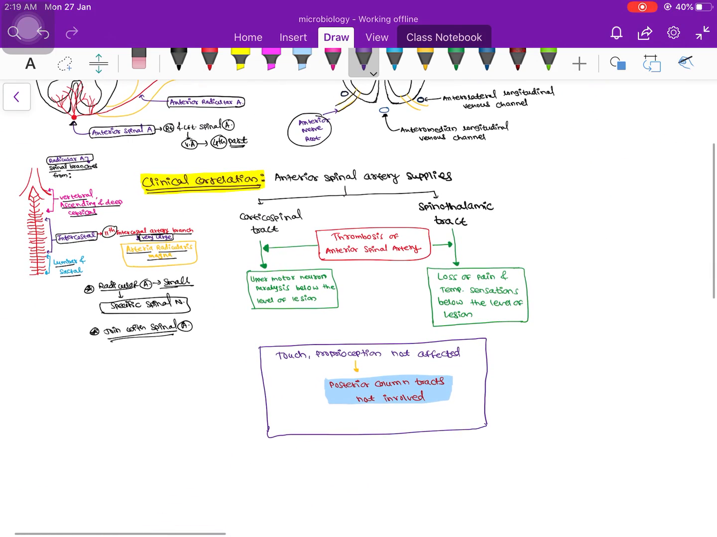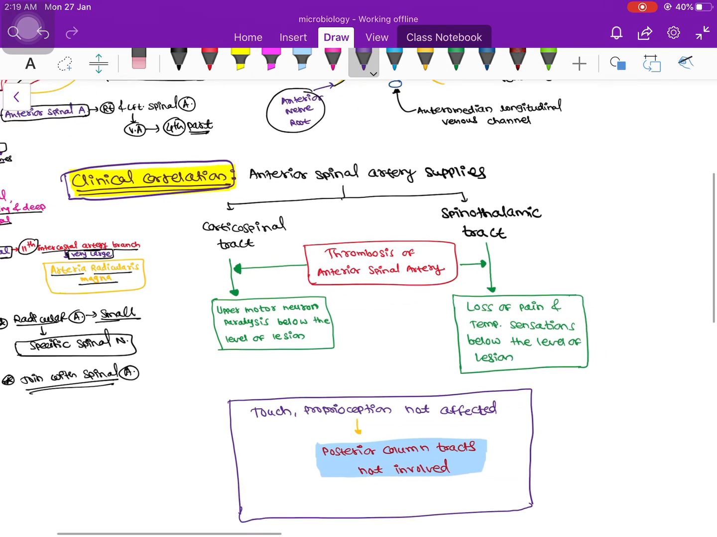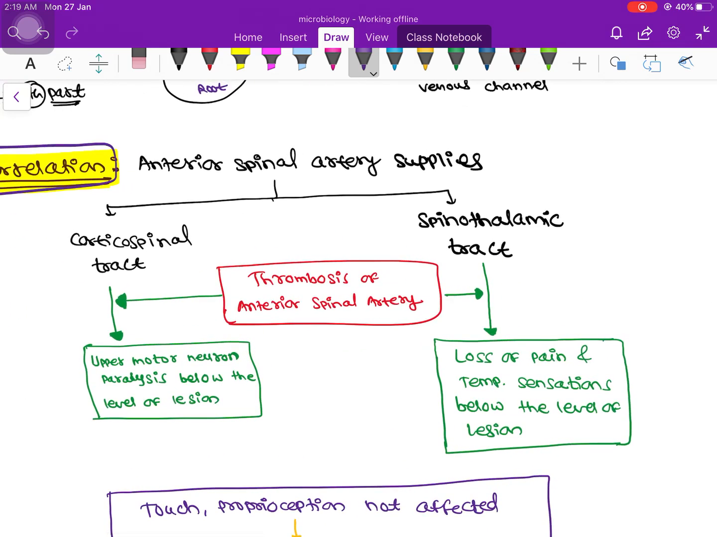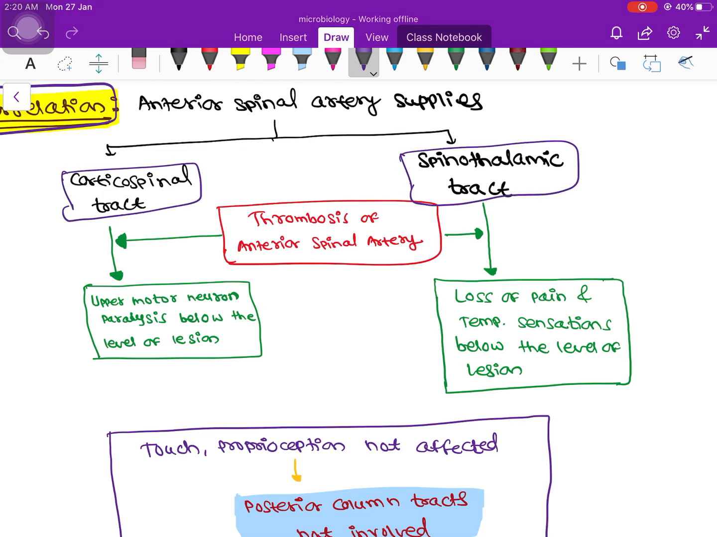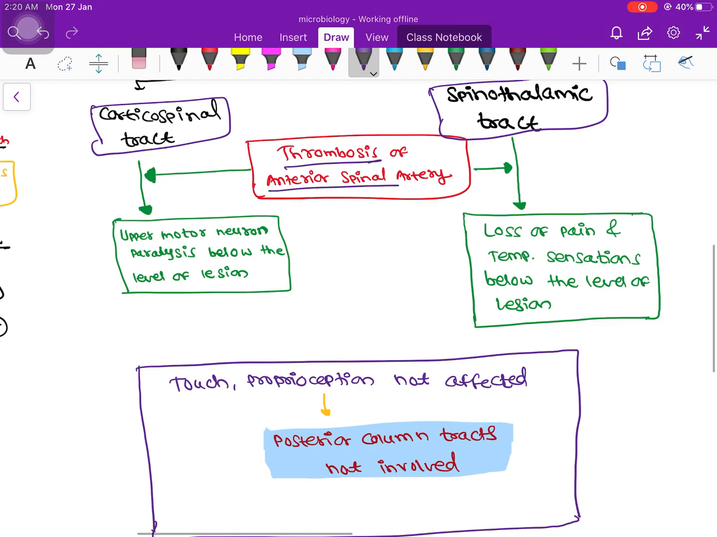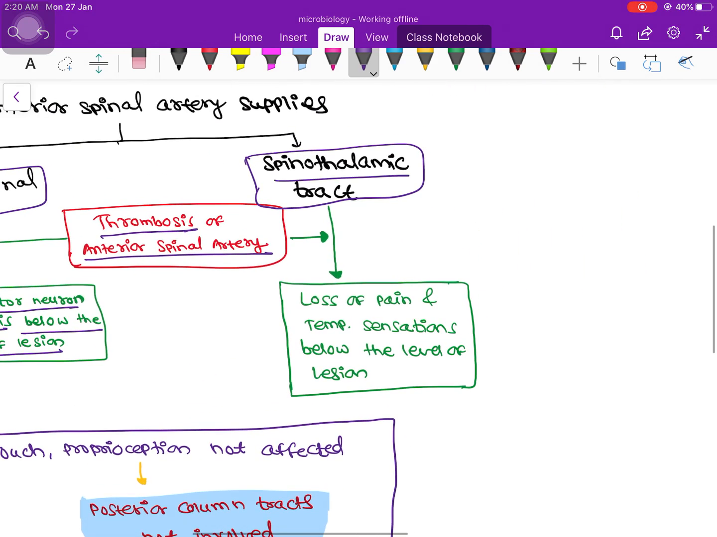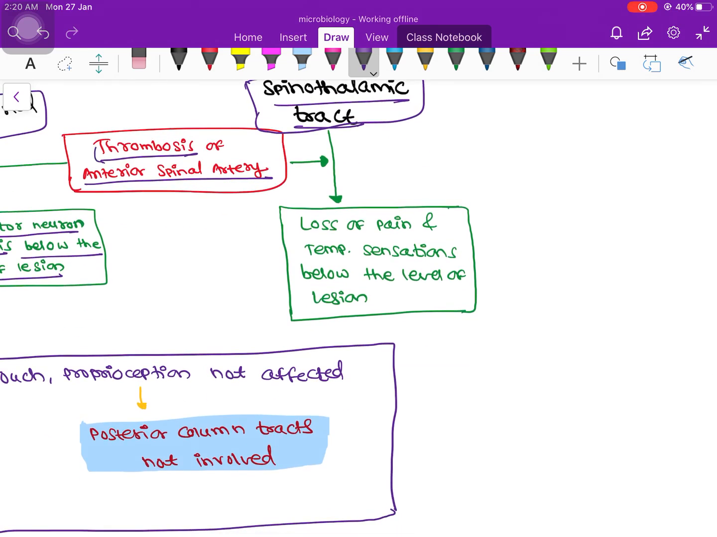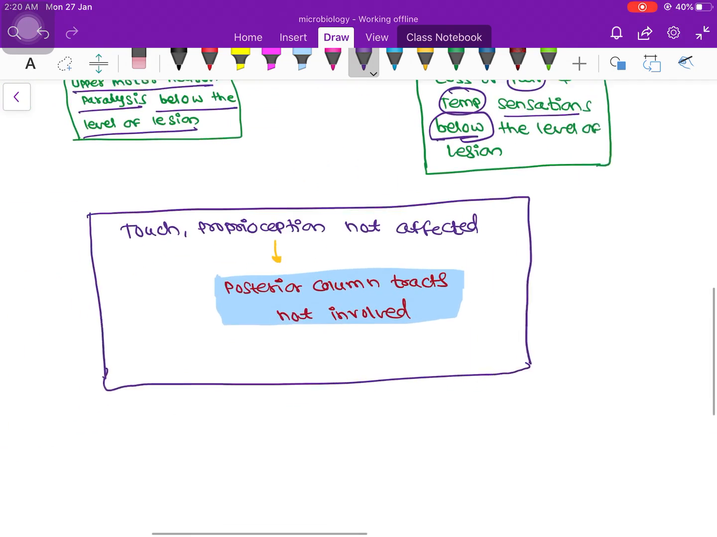Now we will come to some clinical correlation. So now anterior spinal artery mainly supplies the regions of corticospinal tract and spinothalamic tract. So when there is thrombosis of the anterior spinal artery, there is upper motor neuron paralysis below the level of lesion. And when the spinothalamic tract is affected because of the thrombosis of the anterior spinal artery, there is loss of pain and temperature sensations below the level of lesion.